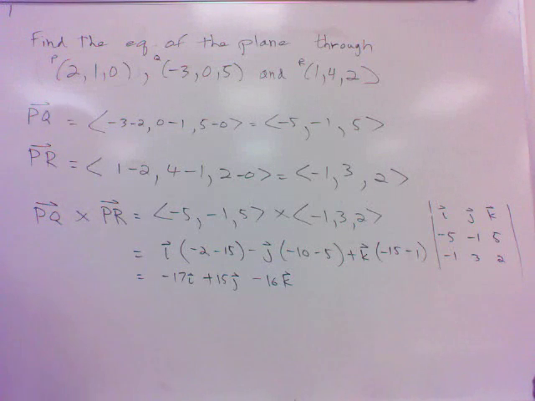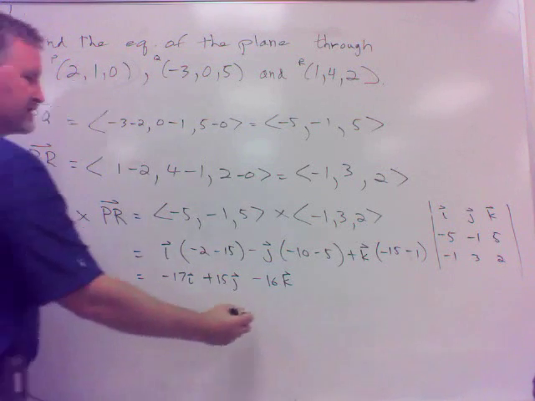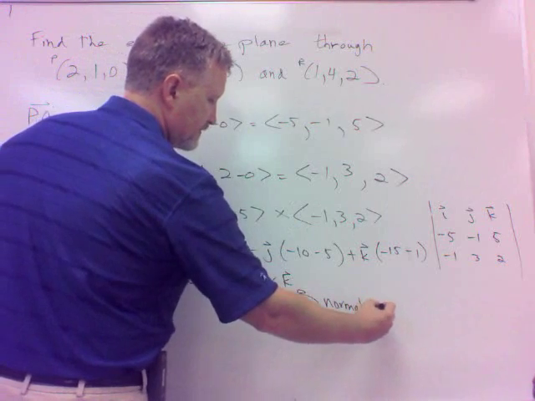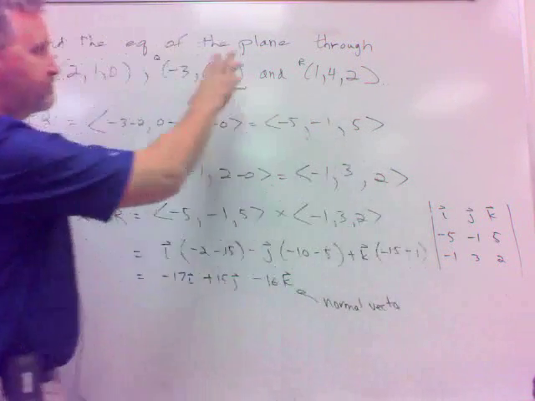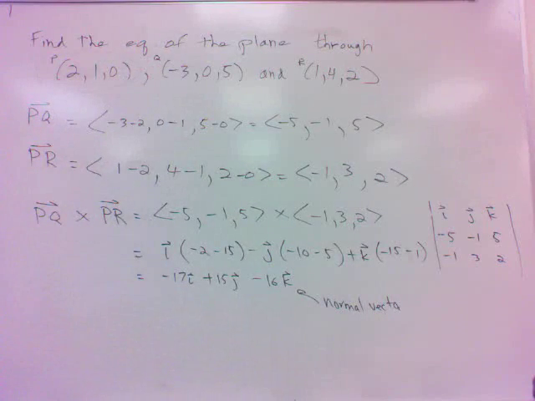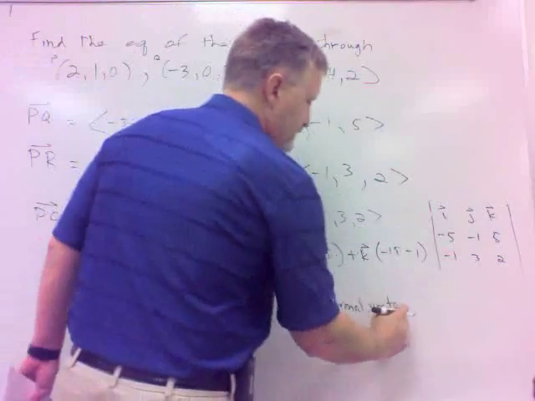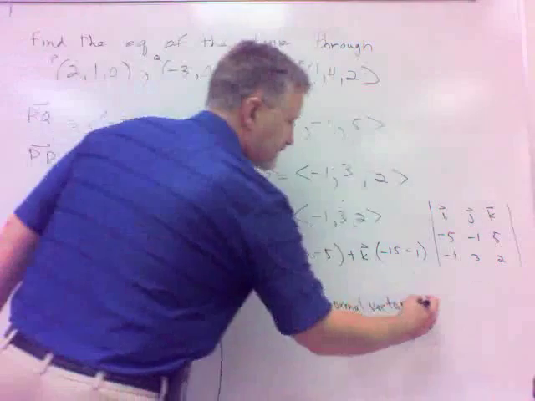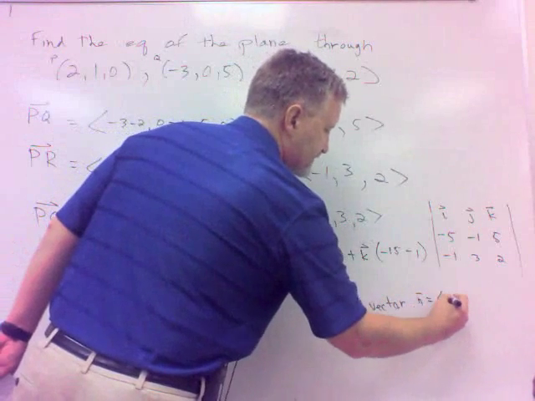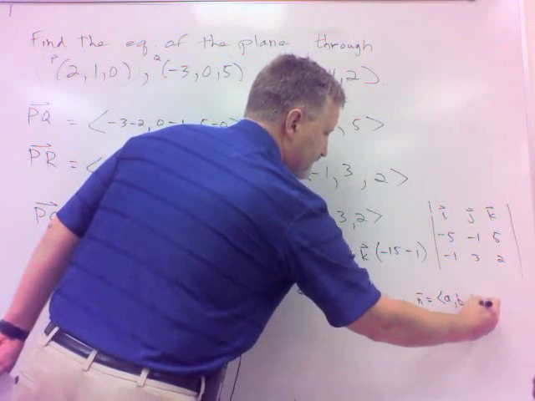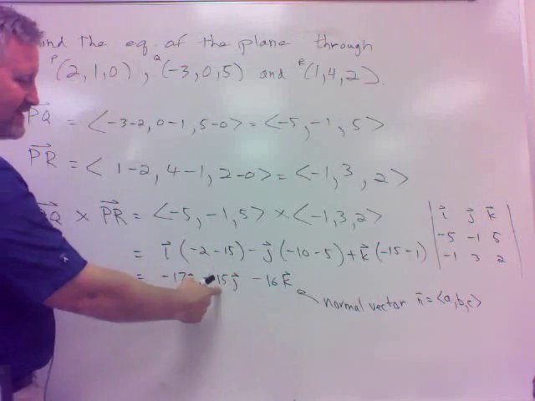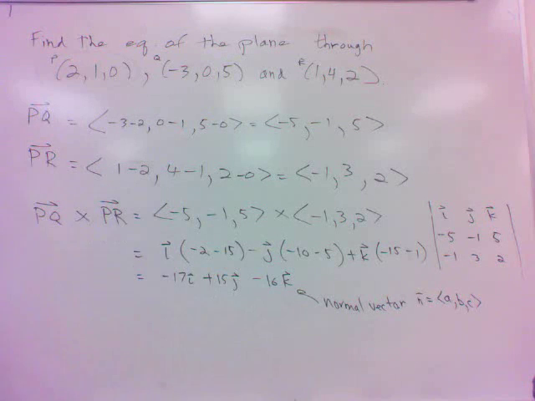Okay. All right. So, anyway, that's a cross product. So this one is our normal vector then, the vector that's perpendicular to this plane. So how do we get the equation then of our plane? That's our normal vector, which is A, B, C. Or in this case we've got A i, B j, and C k.